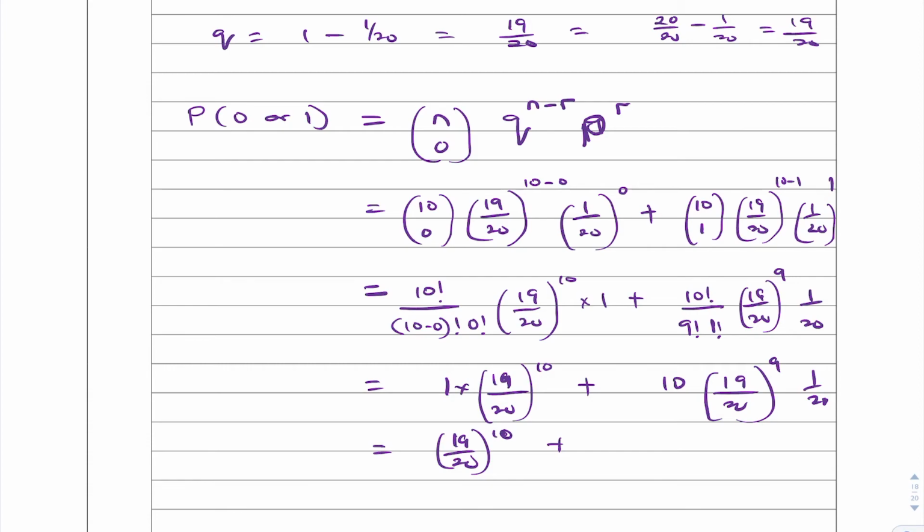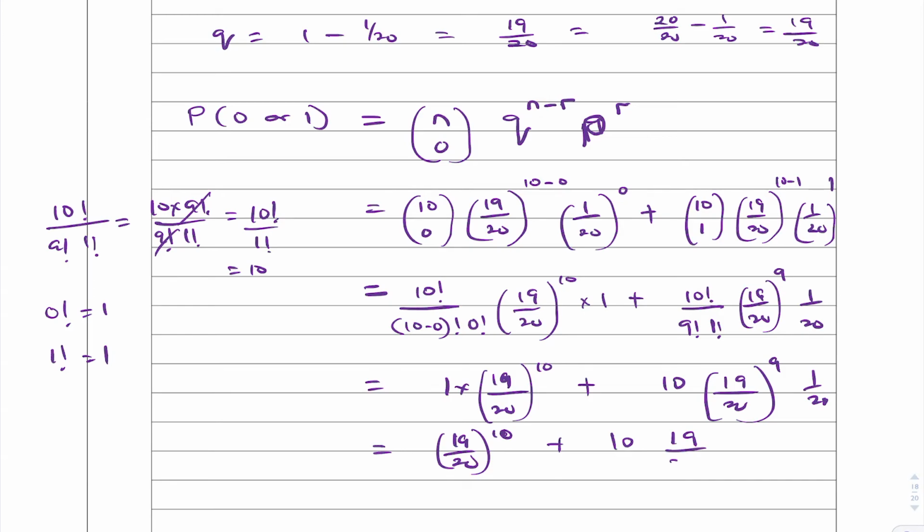By the way, 10 factorial over 9 factorial, 1 factorial is equal to 10 times 9 factorial over 9 factorial, 1 factorial. And that's why 9 factorial cancels, so you got your 10 factorial over 1 factorial. 0 factorial is 1, 1 factorial is 1. So that's why that equals 10. So that's a 10 here. So that's 10 times 19 over 20 to the power 9, 1 over 20.